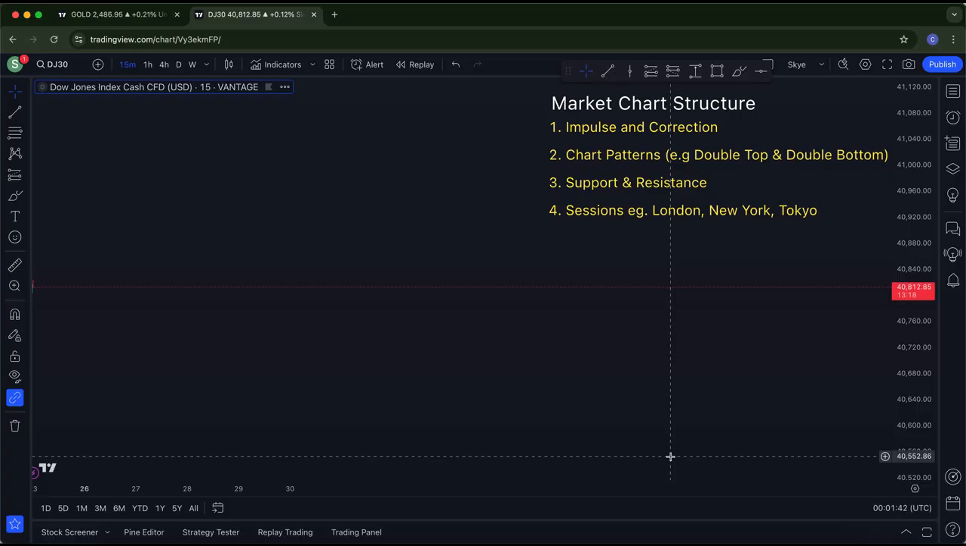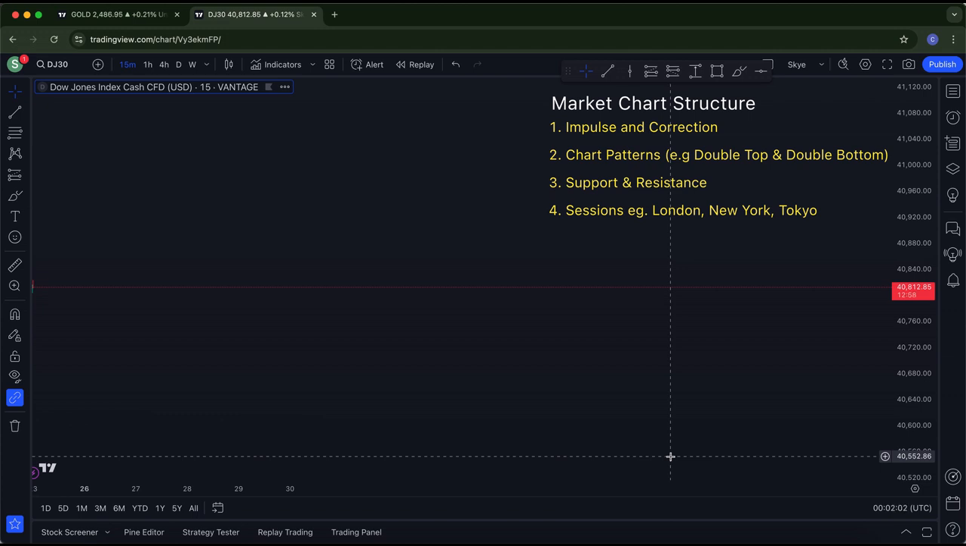Today we've covered the basics of market chart structure, including the impulse and correction, chart patterns, support and resistance, and trading sessions. So remember, forex trading requires practice and patience. Keep learning and experimenting with your strategies to find out what works best for you.